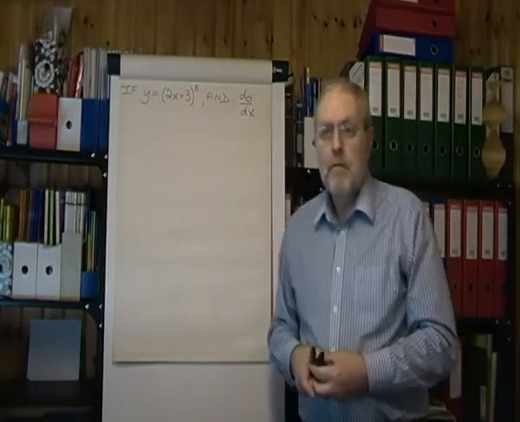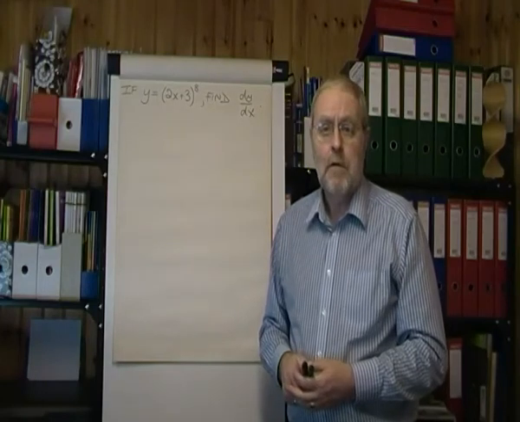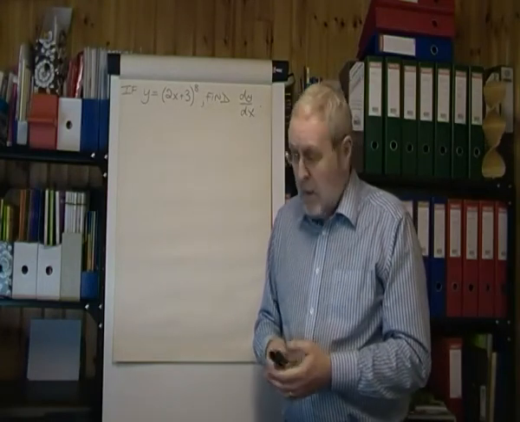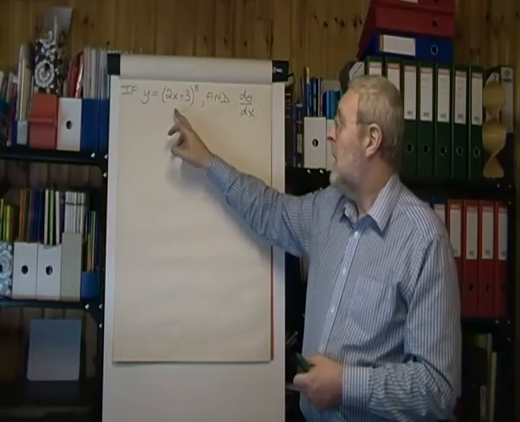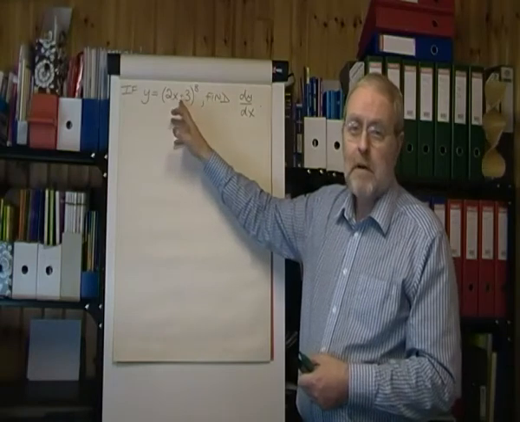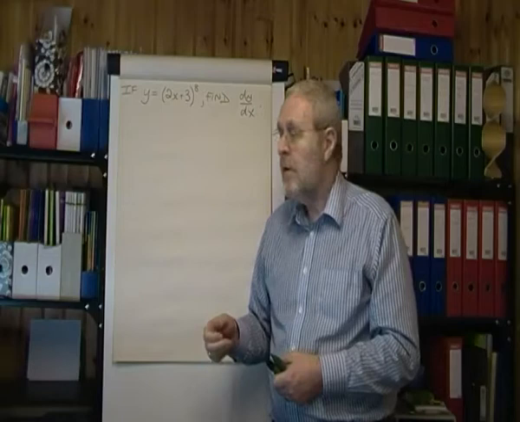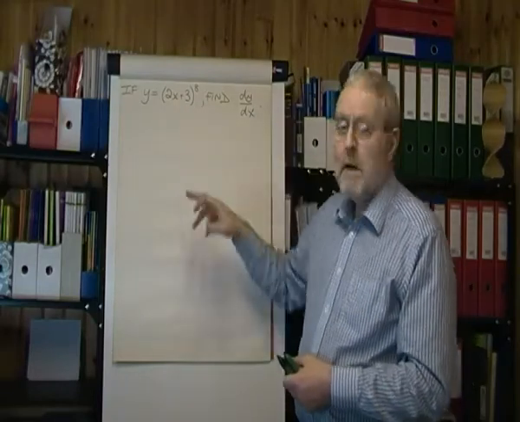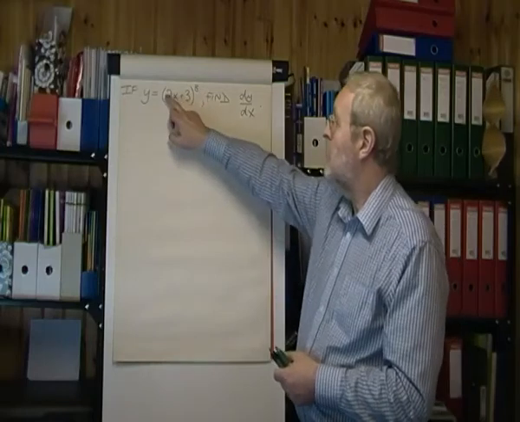This is an example of differentiation and a method that's sometimes referred to as function of a function. Now, what I've got here is a bracket to the power of 8, and it's too big a power for me to consider multiplying out the bracket to get individual terms. So obviously we need a method of doing this.